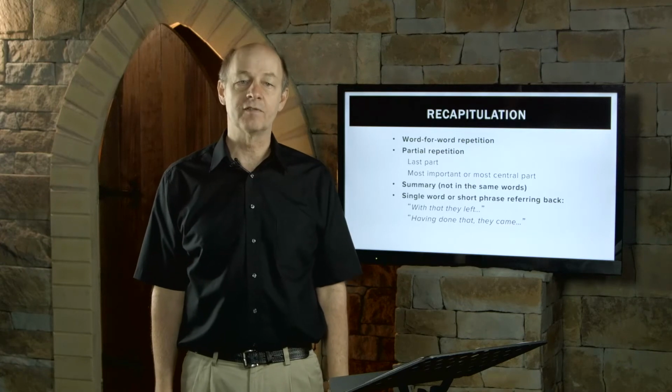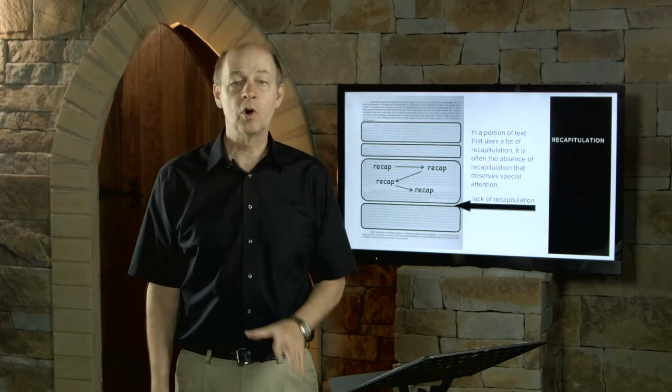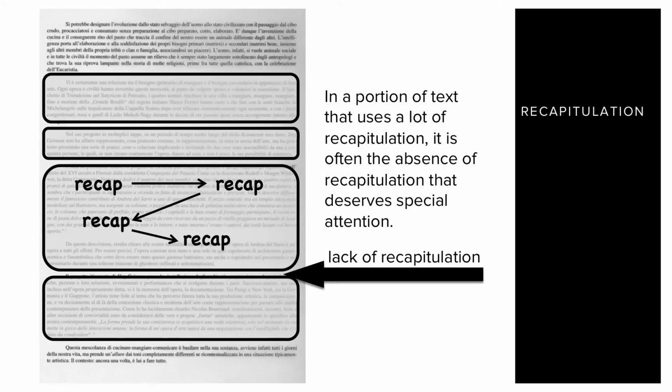Recapitulation can take several different forms. It might be a word-for-word repetition of what was just stated. It could be a partial repetition, giving just the last part or the most important or central part. Or it may be a summary of that statement, but not in exactly the same words. Sometimes it's just a single word or a short phrase that refers back. With that, they left. Having done that, they came. In a portion of text that uses a lot of recapitulation, it is often the absence of recapitulation that deserves special attention. That very well may be a boundary.